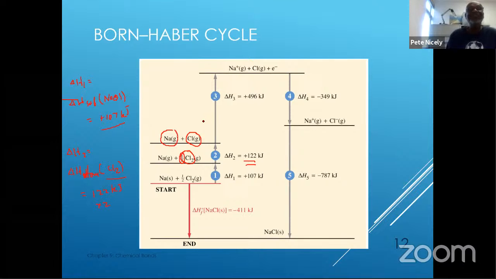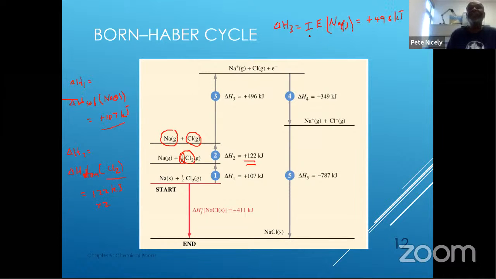So the next step is the transfer of electrons from the sodium to the chlorine gaseous atoms. We're going to do this in 2 steps. The first step is the energy required to remove an electron from the sodium atom, and that would be the ionization energy. So delta H3 would be equal to the ionization energy of sodium gas, which also would be endothermic, which in this case, according to the information provided, would be plus 496 kilojoules.